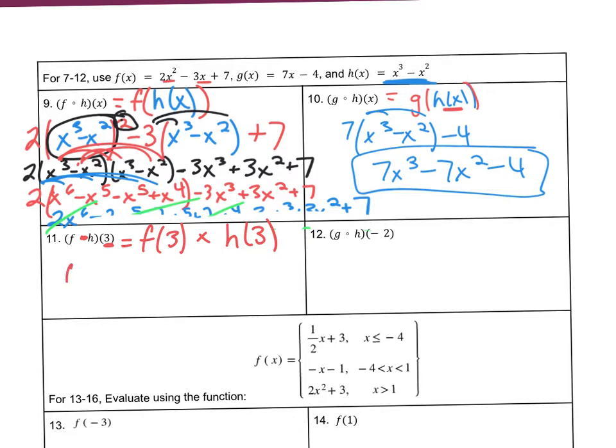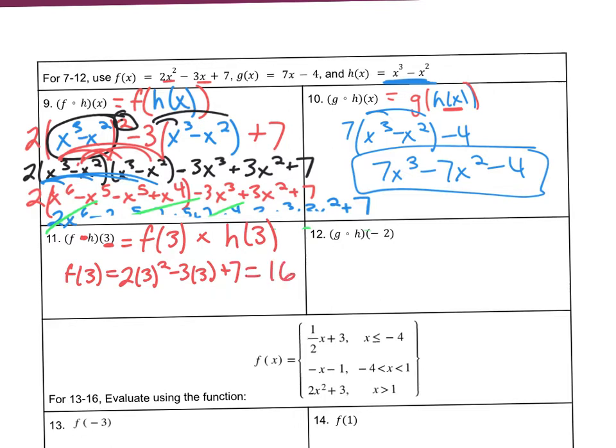If I plug in 3 into f, it's just 2 times 3 squared minus 3 times 3 plus 7, okay? So if I plug that into my calculator, 3 squared is just 9 times 2 is 18, minus 9 is 9, plus 7 is 16.